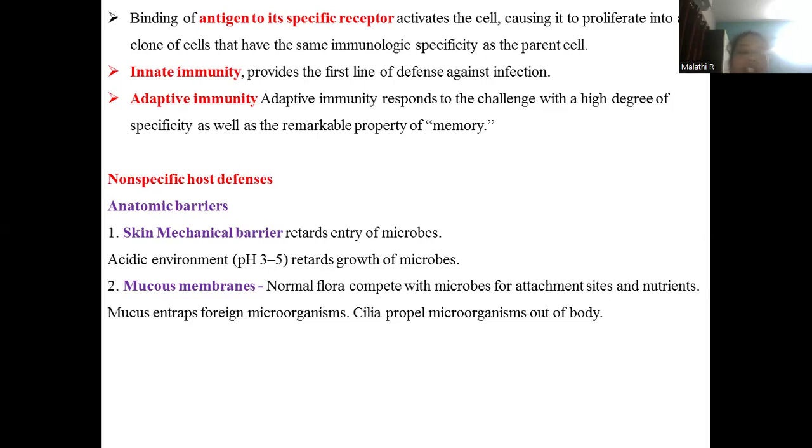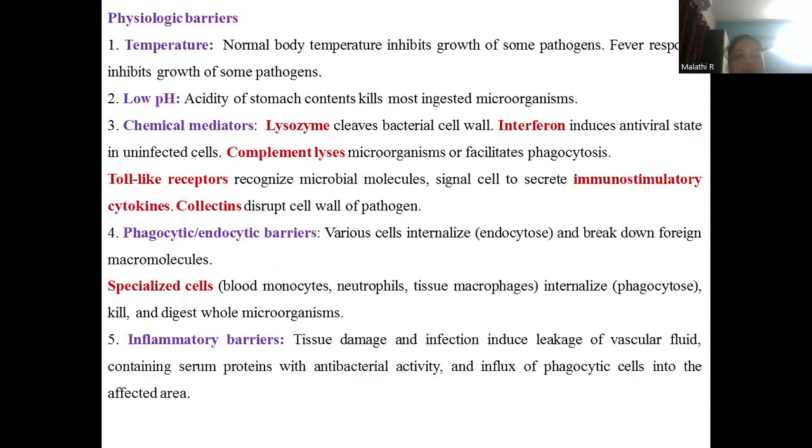First we'll start with the non-specific host defense mechanisms, which include our anatomic barriers. The first line of defense is the skin's mechanical barrier, which retards the entry of microorganisms, and has an acidic environment of pH 3 to 5, which retards the growth of microorganisms. Then we have the mucous membrane. The normal flora competes with the microbes for attachment sites and nutrients. The mucus entraps foreign microorganisms, and the cilia propel microorganisms out of the body.